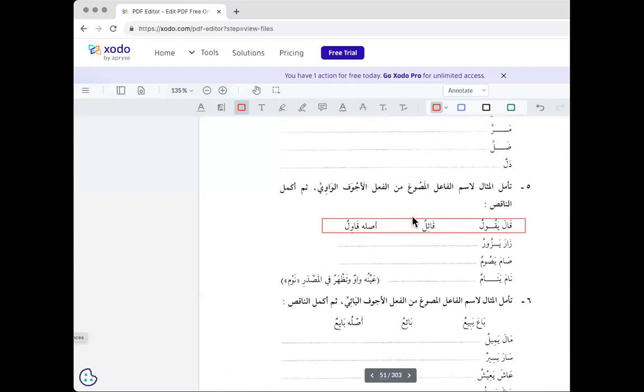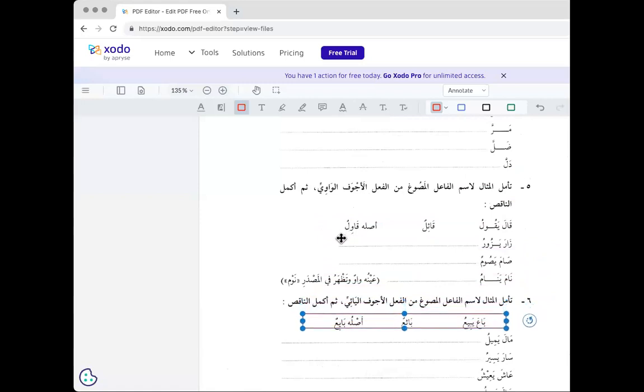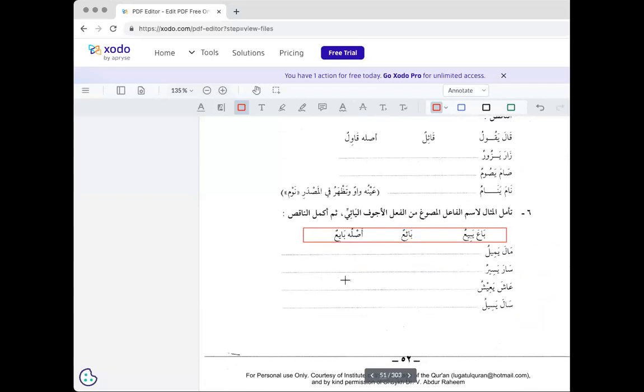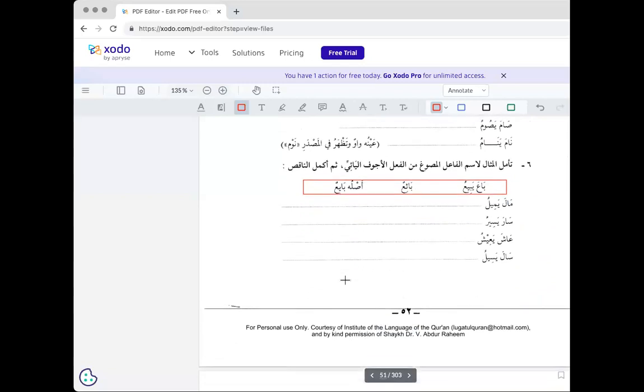They gave the example of ba'a yabi'u. Is that on the example? Yes, Ustad. It is, alhamdulillah. So the ism al-fa'il is ba'i'un, and asluhu bayi'un.